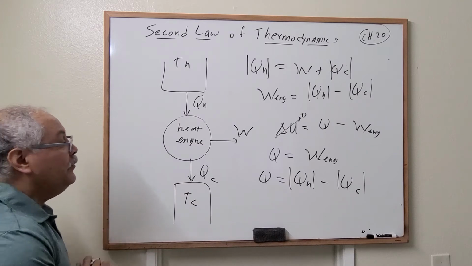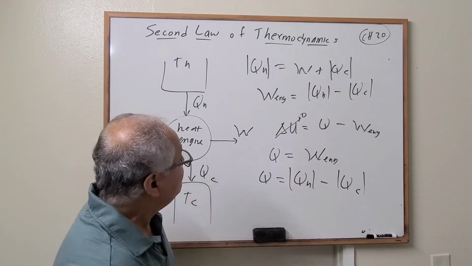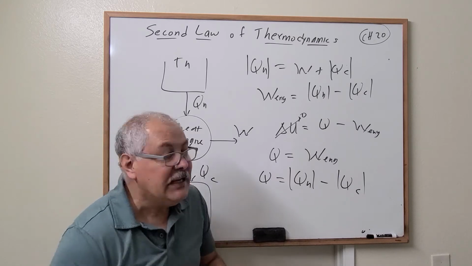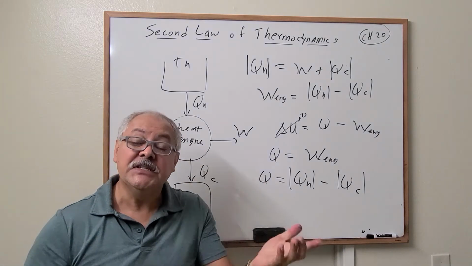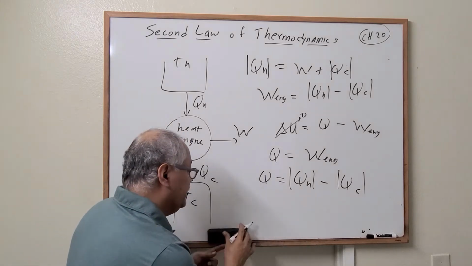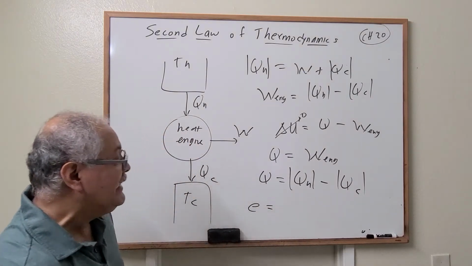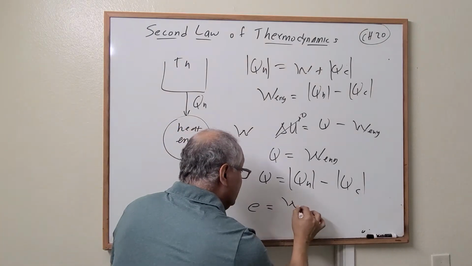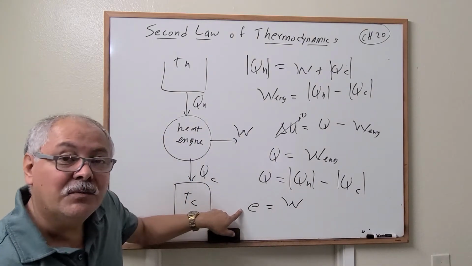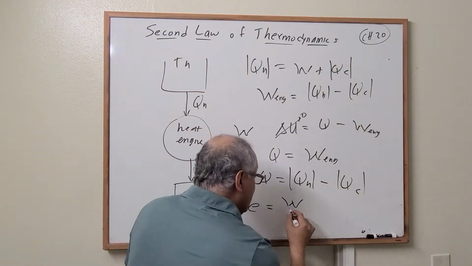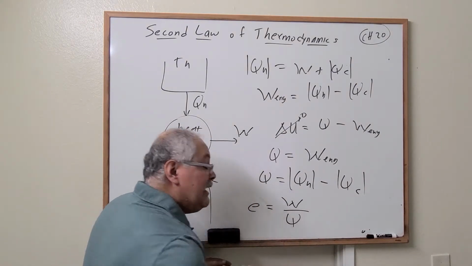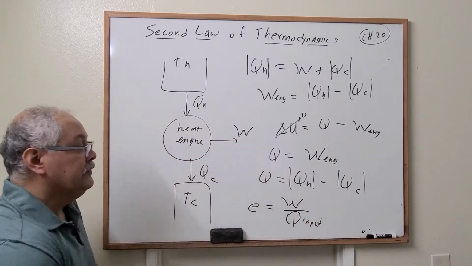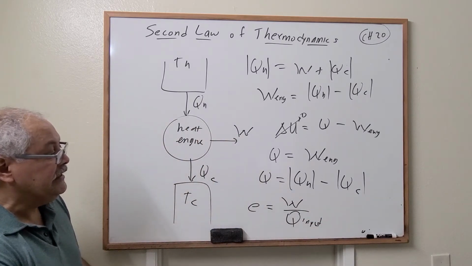Correct? Perfect. Now, using these quantities, let's define efficiency. Efficiency, E, is defined as the work done by the engine. Actually, this is the thermal efficiency, okay? Divided by the input heat, correct? Divided by the input heat.